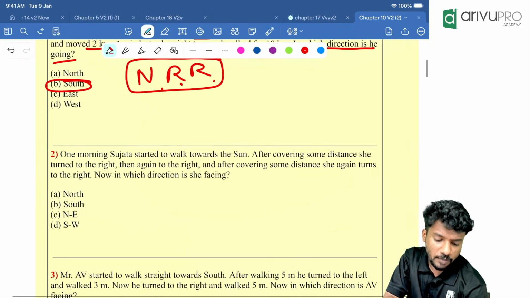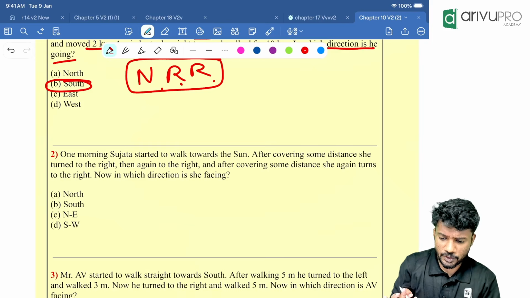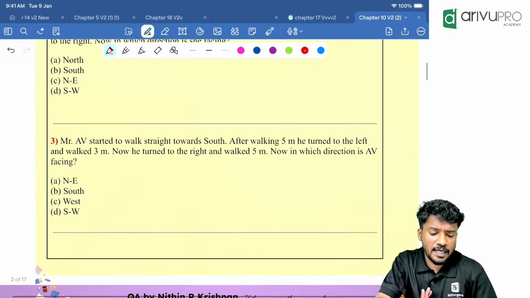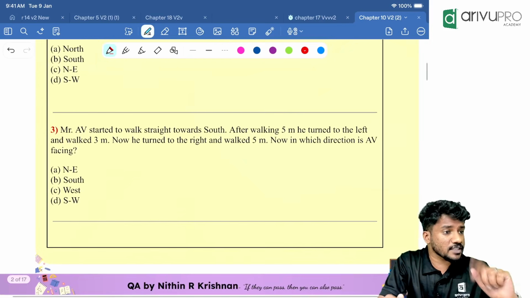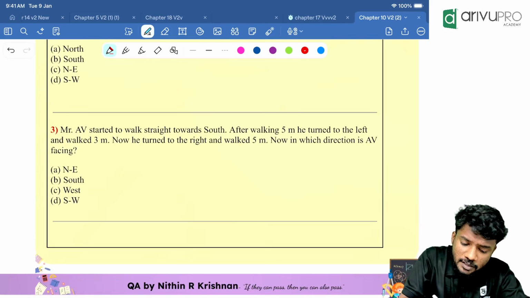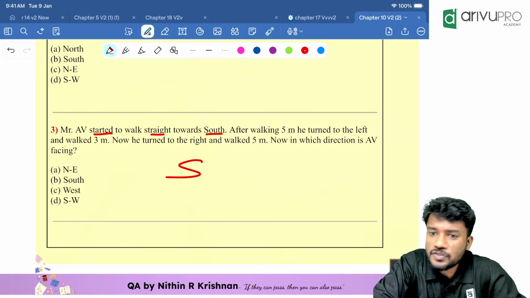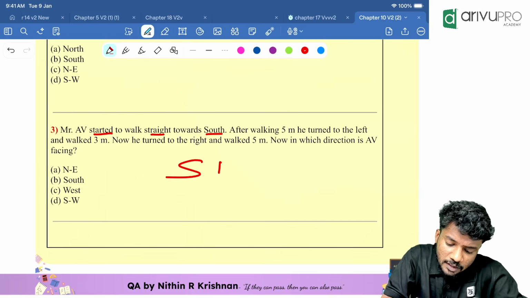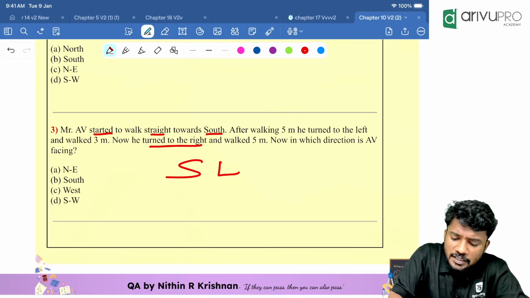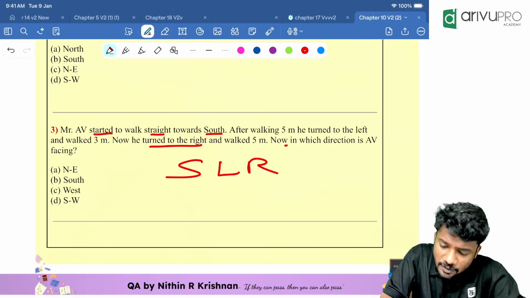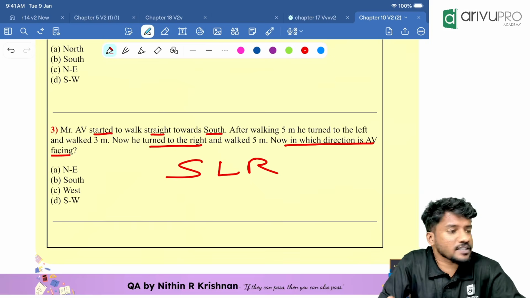Now right, right is sorted. What if some left and everything is coming into the picture? We will just check with this question. AV started to walk straight towards south. Initial direction is what? South. Then he turned to the left. Now he turned to the right. Now in which direction is the person facing is the question.